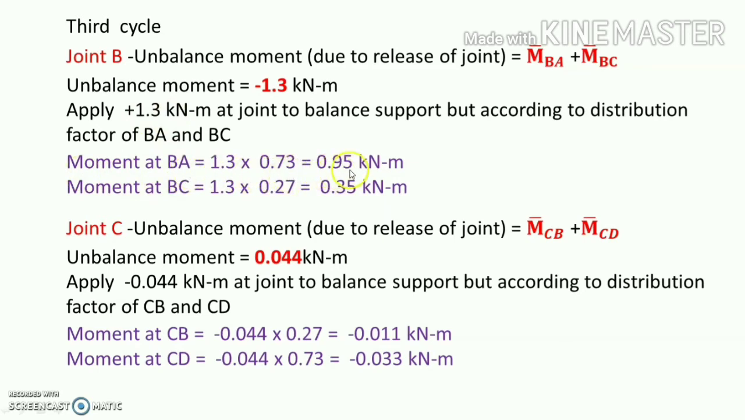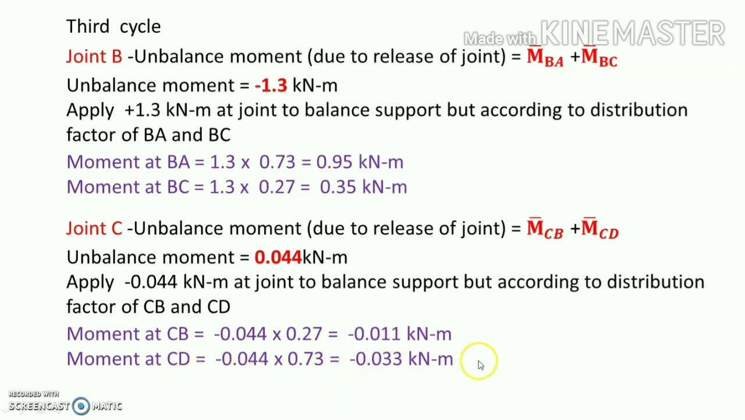In the same way, the unbalanced moment at C that we have seen here is 0.044. So the balancing moment is minus 0.044, but according to the distribution factor of CB and CD, the moment share by CB is minus 0.011 and the moment share by CD is minus 0.033. So enter all these values into the table here: 0.95, 0.35, minus 0.011 and minus 0.033.